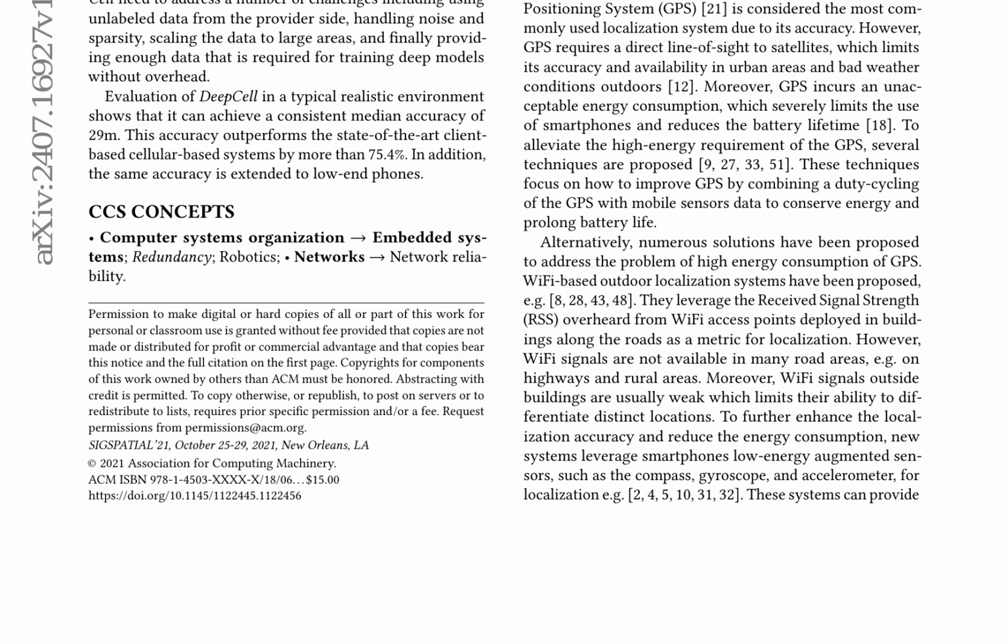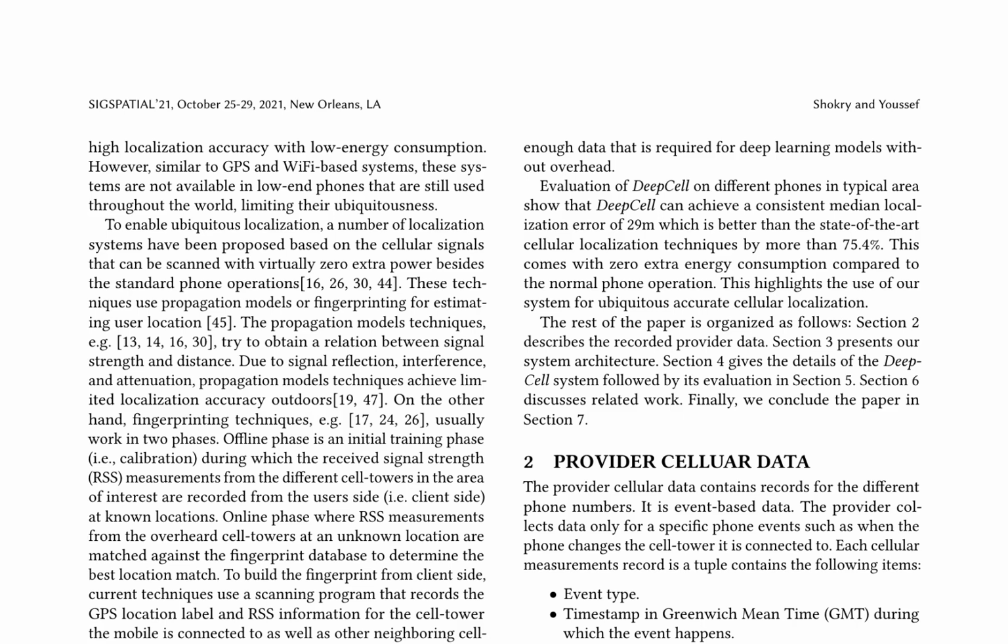The system architecture consists of two phases: offline training and online tracking. During the offline phase, the provider's cellular data is used to build a fingerprint, which is then used to train a deep neural network model. This model is harnessed for localization during the online phase. The provider's cellular data contains records of phone events, including cell tower changes, with each record consisting of event type, timestamp, phone ID, active cell towers, and neighboring cell towers information.